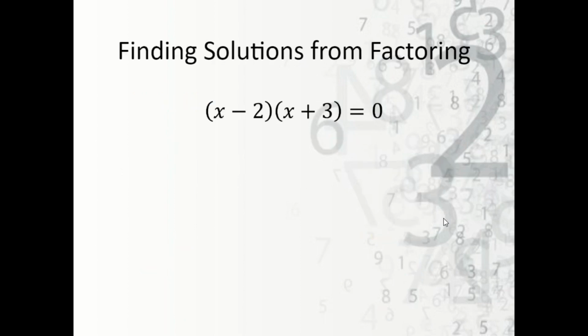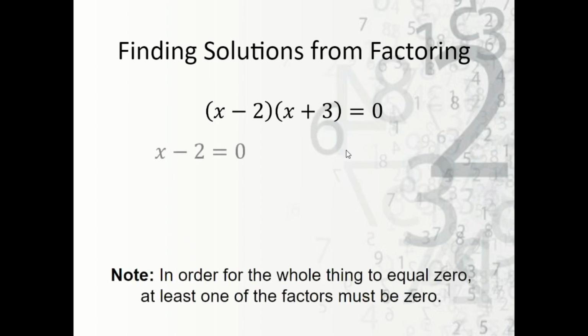So finding solutions from factoring. Really, this is the way we find roots. So we have x minus 2 and x plus 3 is equal to 0. We set each of these equal to 0. So x minus 2 is equal to 0, and x plus 3 is equal to 0. And then I just solve. So I add 2 to both sides, and I get x equals 2. I subtract 3 from both sides, and I get x equals negative 3. So those would be my solutions.